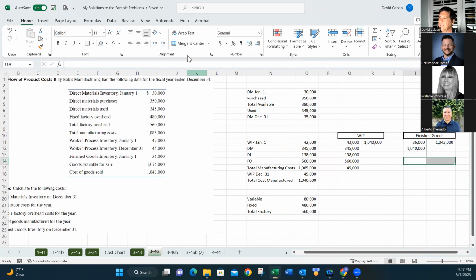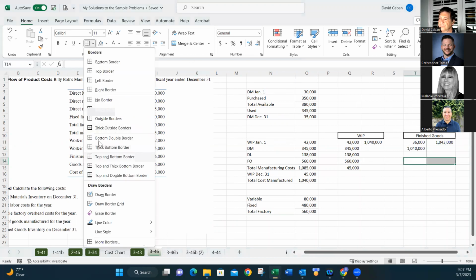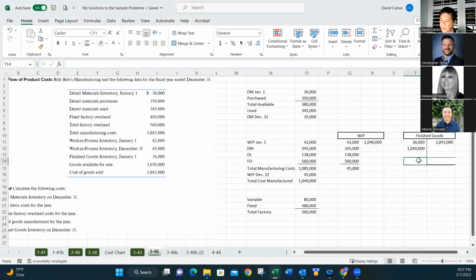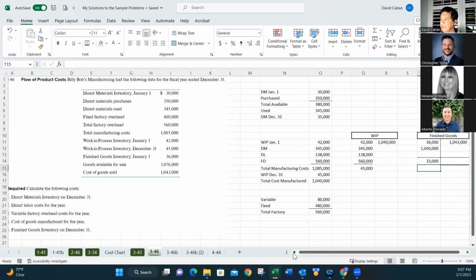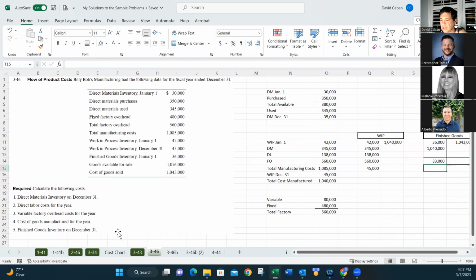So what was my ending inventory? It's just a matter of math, right? My ending inventory must be this plus this, which, by the way, they give it to me here, cost of goods available for sale, right? I could have just taken that number minus this. And the answer was my ending inventory must have been $33,000 of finished goods. Okay, everybody got that?